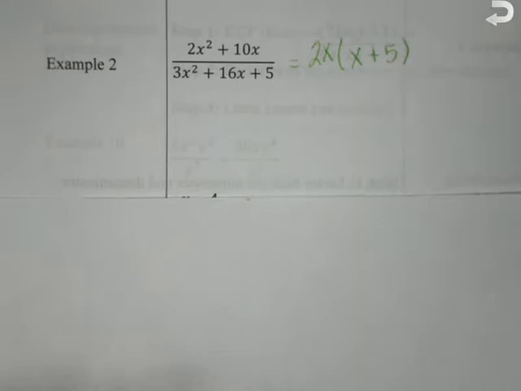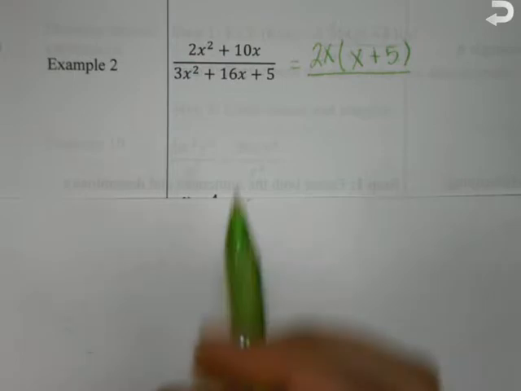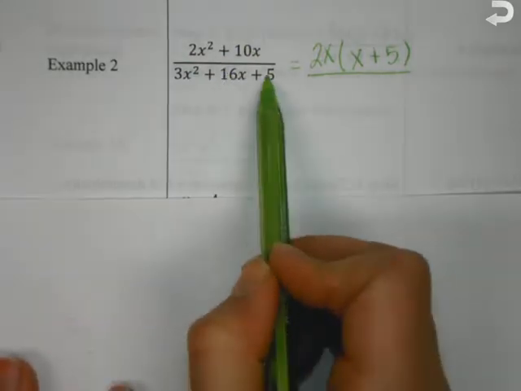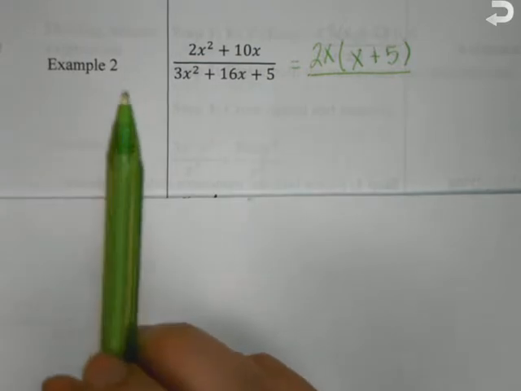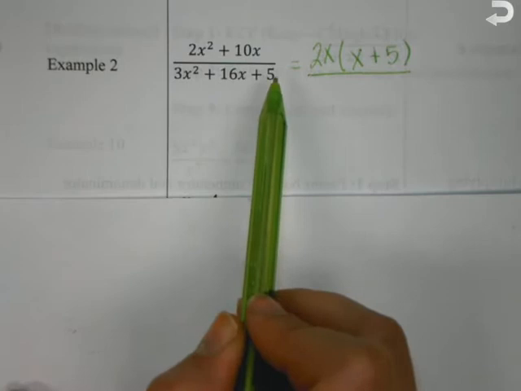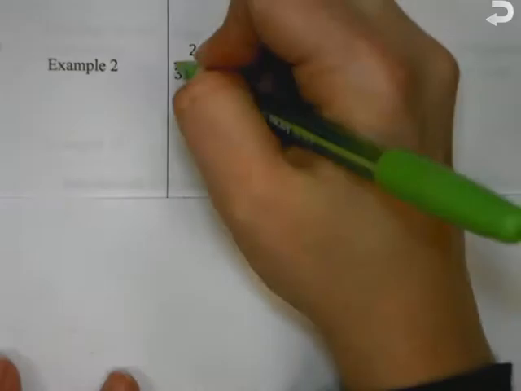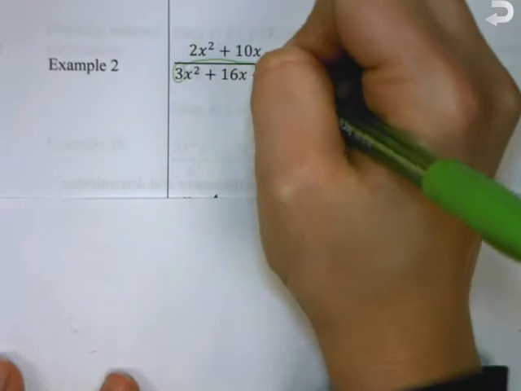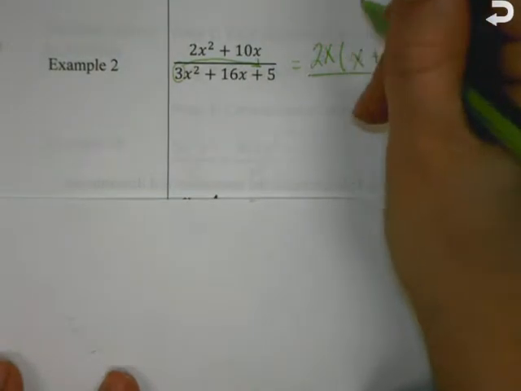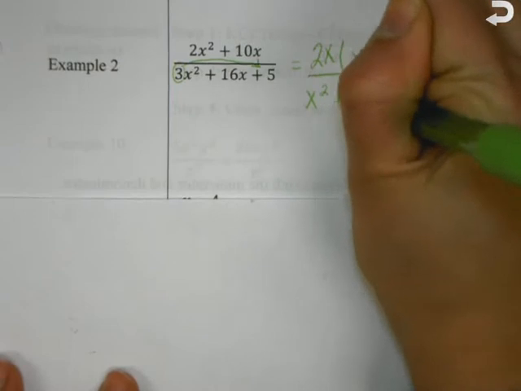Now in the denominator, I have 1, 2, 3 terms, so first thing I have to look for is a what? A GCF. Do you see a GCF? No. So what method will I use? Bottoms up or over under. So multiply 3 times 5, so that's going to give me x squared plus 16x plus 15.